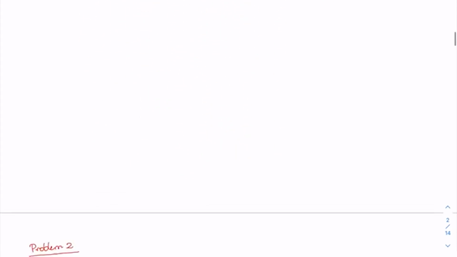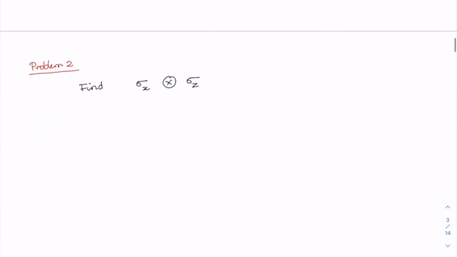Okay, now let us work out this particular problem. This is actually, you have to find out sigma x cross sigma z. This is basically the tensor product between two matrices. Just let me quickly remind you about what the tensor product is.